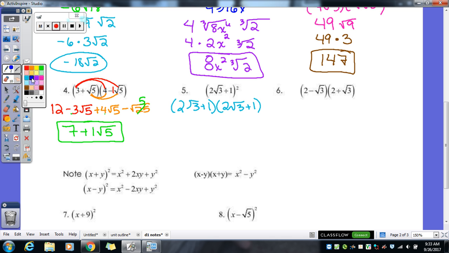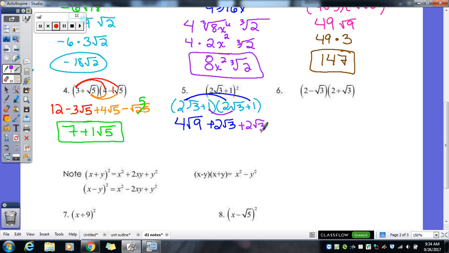So I'm going to distribute 2 radical 3 times 2 radical 3. Multiplying out in front gives me 4. Multiply underneath the radical gives me 9. So 4 radical 9 would be our first term. 2 radical 3 times 1 would just be 2 radical 3. So then distributing our 1, 1 times 2 radical 3 is another 2 radical 3. And then 1 times 1 gives us 1.